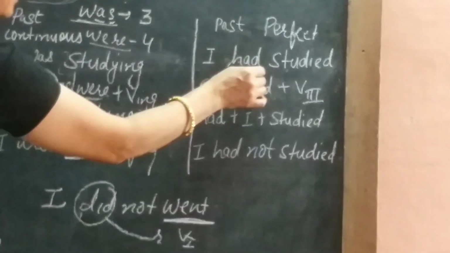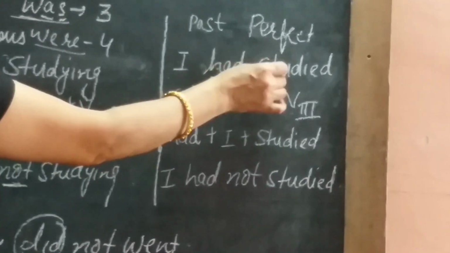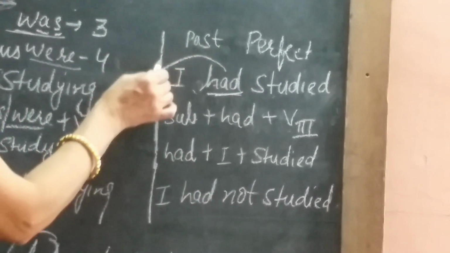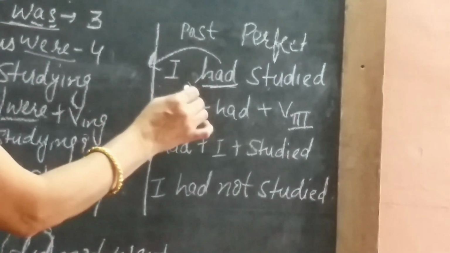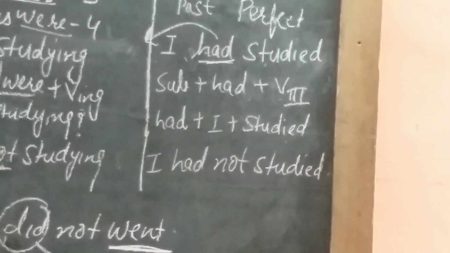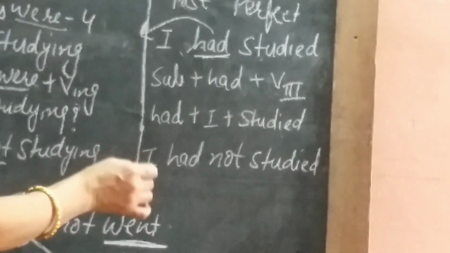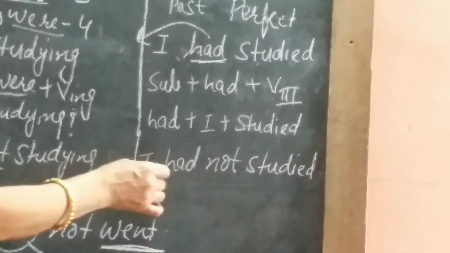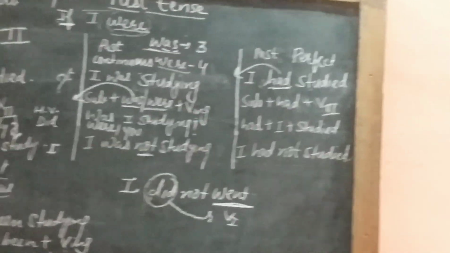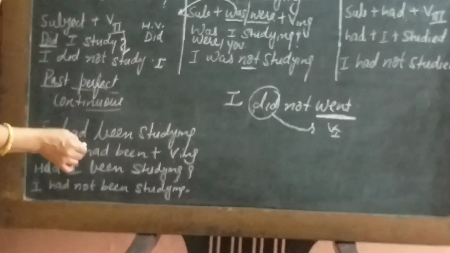Here past perfect, again we have the helping verb. I had studied. So what is the helping verb over here? Had. So just bring forth your helping verb before the subject. So, had I studied? Here the verb will be in the third form only. Okay. And for negative, I had not studied. Full stop.